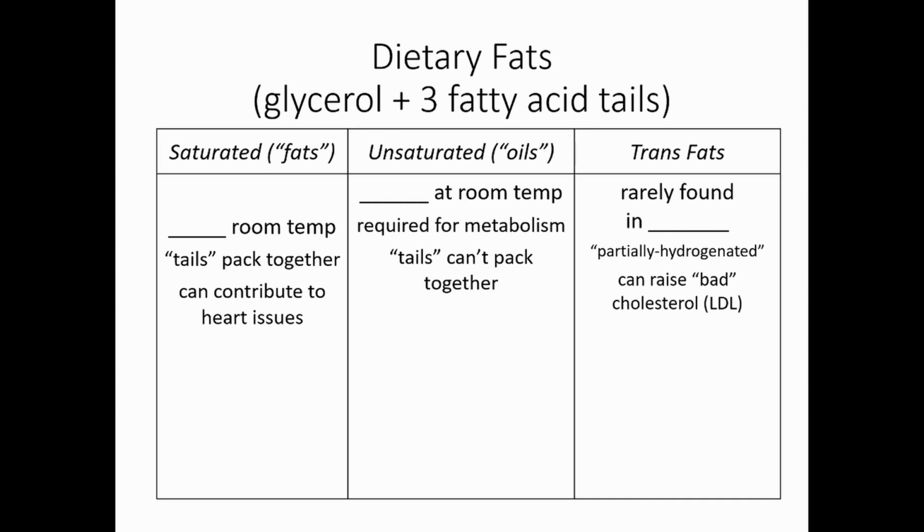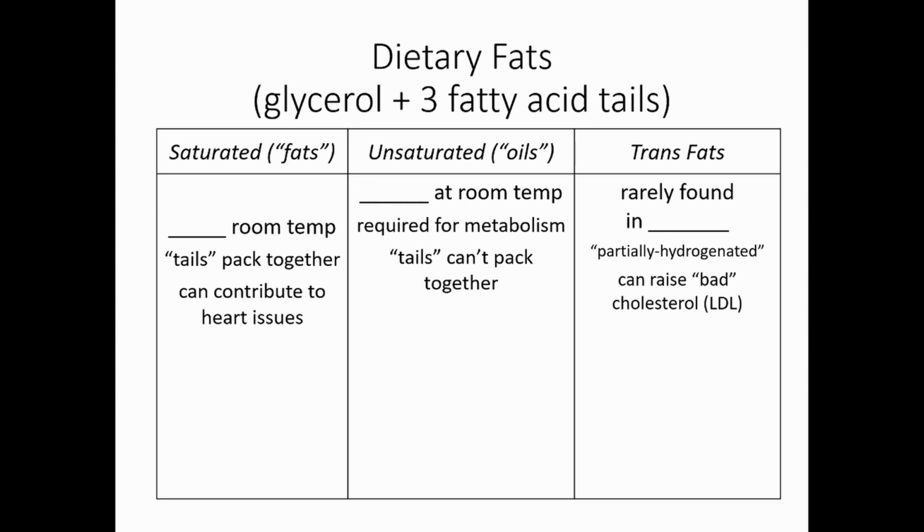Now, how we arrange those fatty acid tails and the bonds we have between the carbons will determine if we're saturated, unsaturated, or trans fats. Saturated fats are called saturated because they have single bonds between all of the carbons.